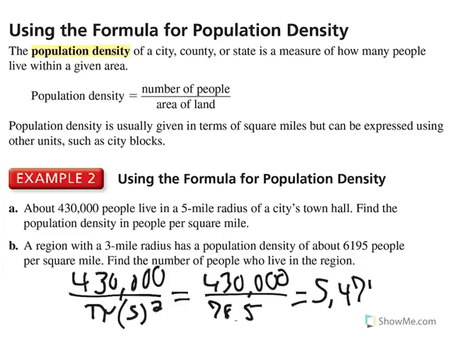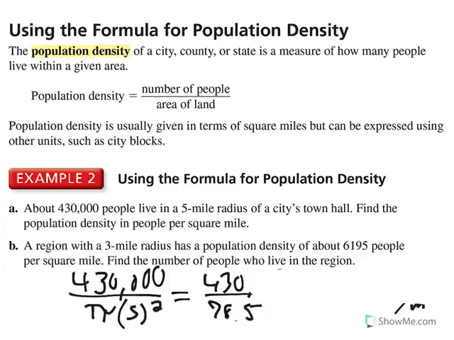And that would be per square mile. And actually, we need to round up because it's 0.7, so 5,478 people per square mile. I'm going to abbreviate that as people per mile squared. Alright, so moving on to B.